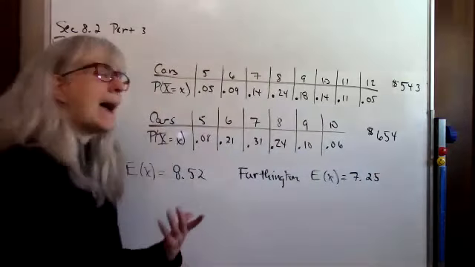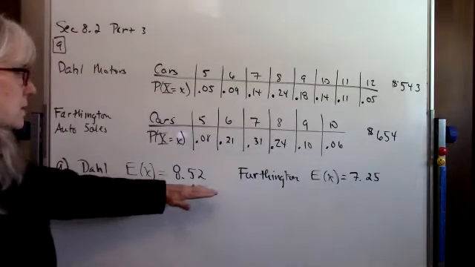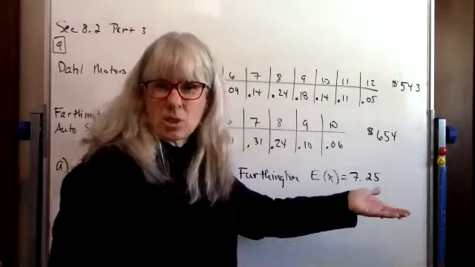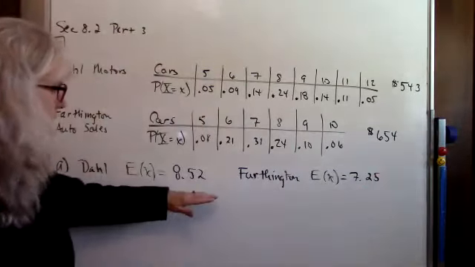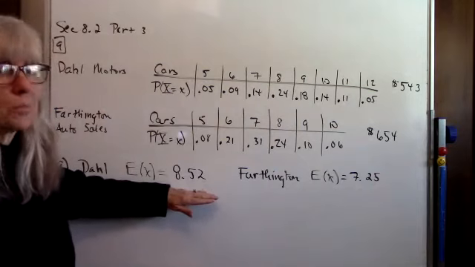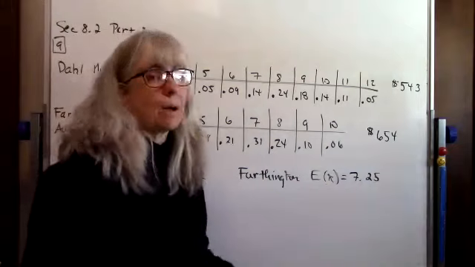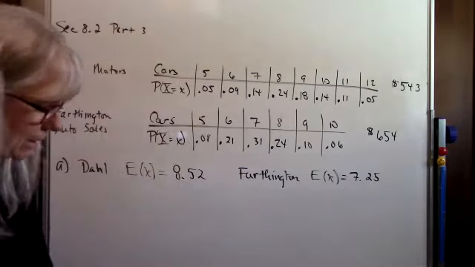So on average, the Dahl Motor Company sells 8.5 cars. And on average, Farthington only sells 7.25 cars. So the Dahl Motor Company definitely sells more cars per week than the Farthington does. However, the price is going to come into play here.